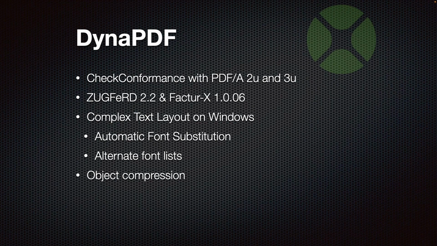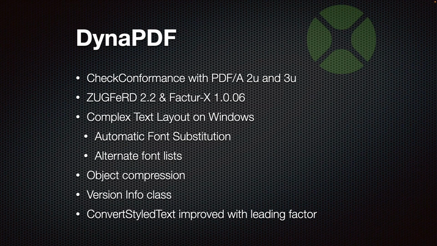And we also got object compression, which allows you to compress PDF files even smaller. Yeah, and get smaller files. We also got a version info class, so you can better analyze what version details one file has, because it's not just a version number, but also a couple of features the file applies to. And our function to convert style text from Xojo format into the DynaPDF format to directly output a text area on a PDF page got updated with an option to set the leading factor, which is the line height, basically.